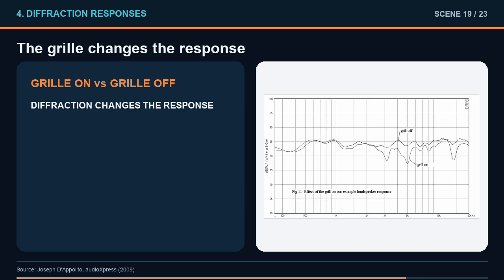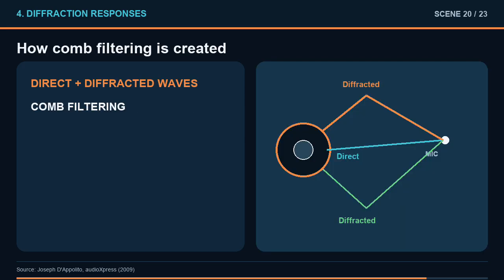When the wavefront reaches that edge, it generates a secondary wave that interferes with the direct sound from the tweeter. The direct and diffracted waves travel different distances before reaching the microphone. Their relative phase therefore changes with frequency. At some frequencies they reinforce each other, and at others they cancel. The result is a comb-like pattern of peaks and dips.